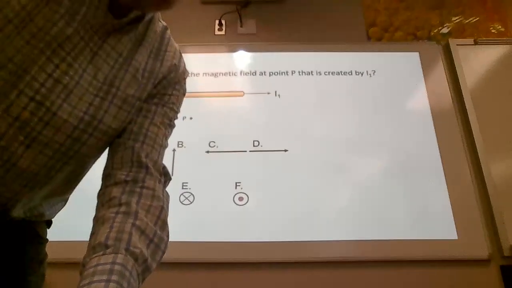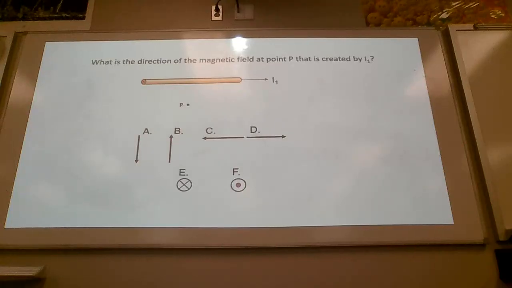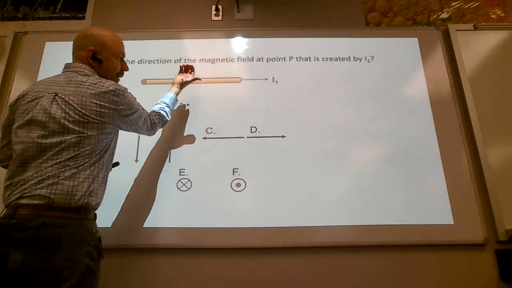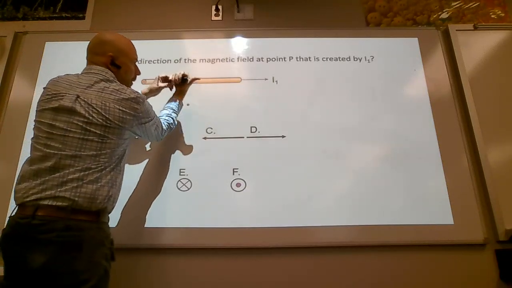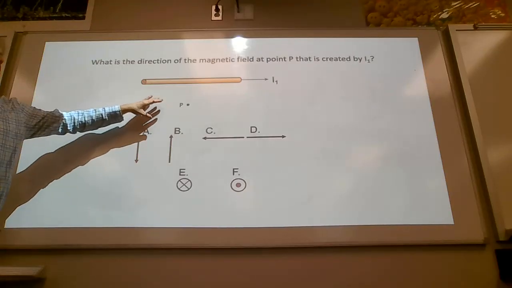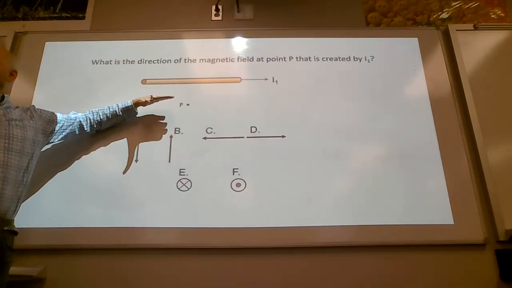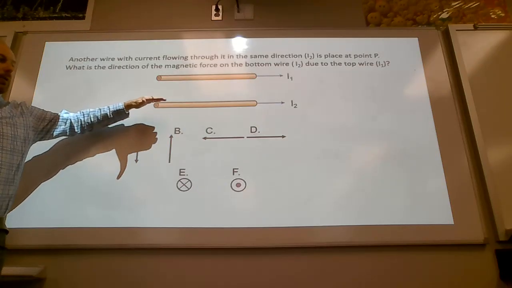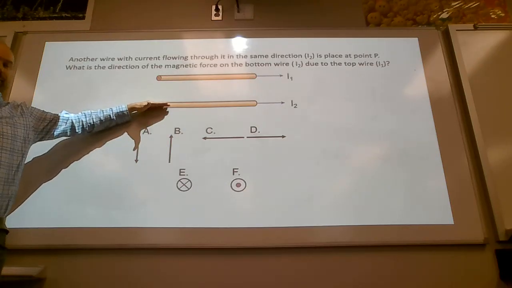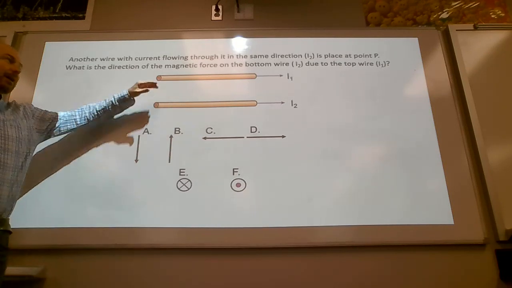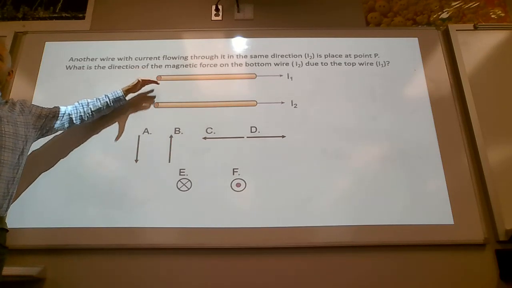Okay. Read that. Pause. Correct answer is E, into the board. Right hand rule, thumb going right around the wire, going underneath. Okay, so now what we're going to do is put a secondary wire at this location with current going through it. And I want to know, what is the force that wire 2 experiences because it's in the magnetic field created by wire 1.